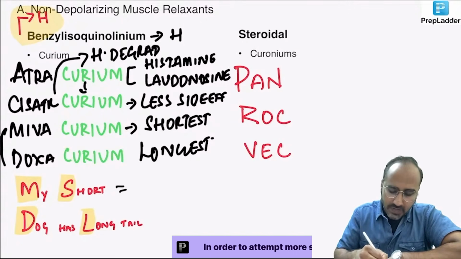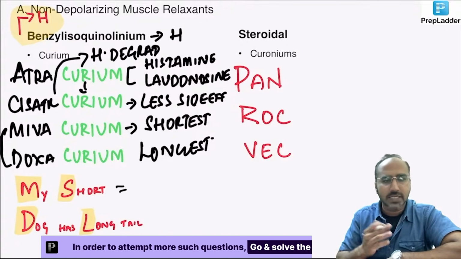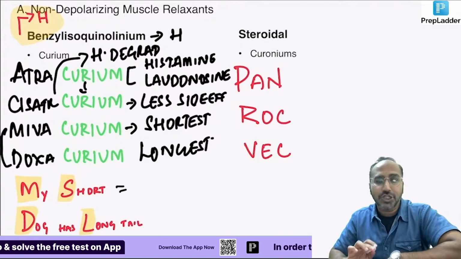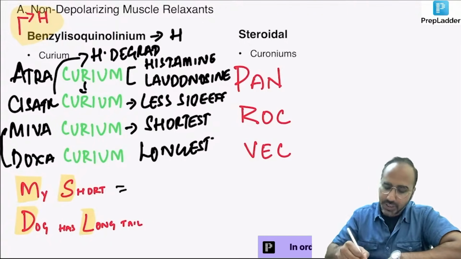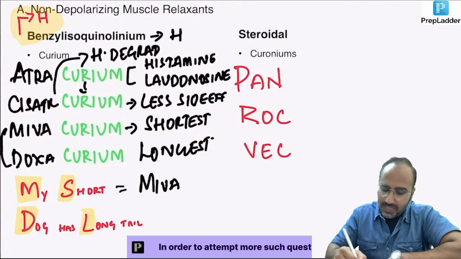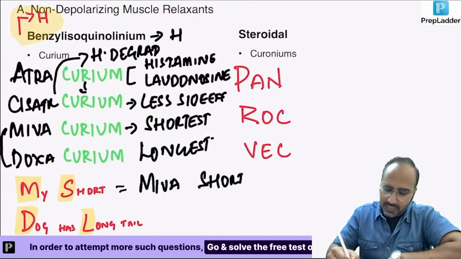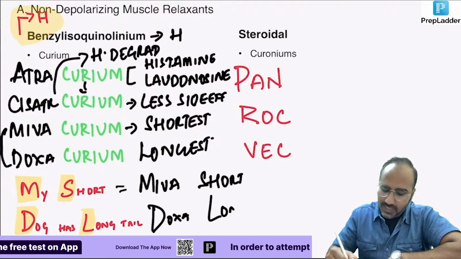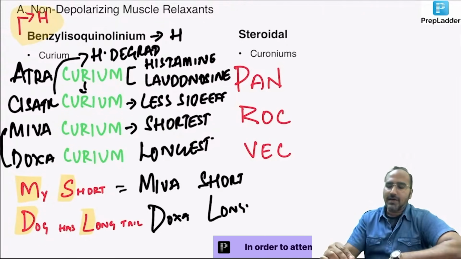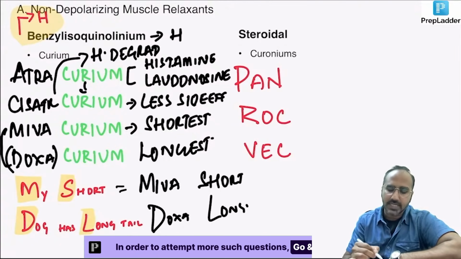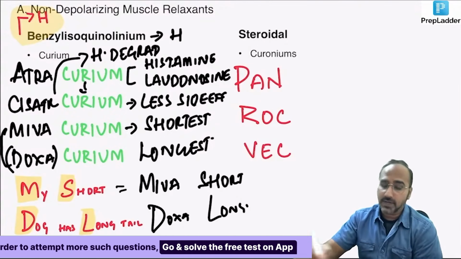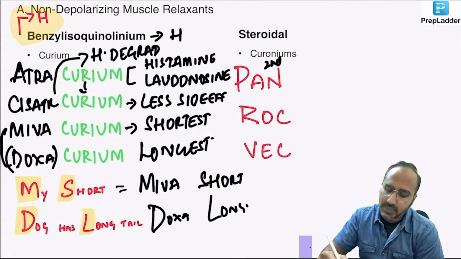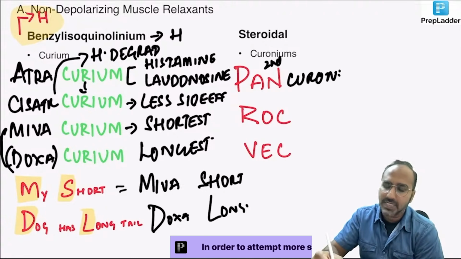So how to remember mivacurium? Remember atracurium and cis-atracurium, Hoffman degradation, it's very easy. Shortest and longest, how should you remember? My short dog has long tail. My short means mivacurium is the shortest acting. Dog has long tail means doxacurium is the longest acting muscle relaxant. But remember doxacurium is the most toxic. That's why we are not using it. Instead of doxacurium, the second longest acting muscle relaxant is what, guys? Pancuronium. Pancuronium is the second longest.